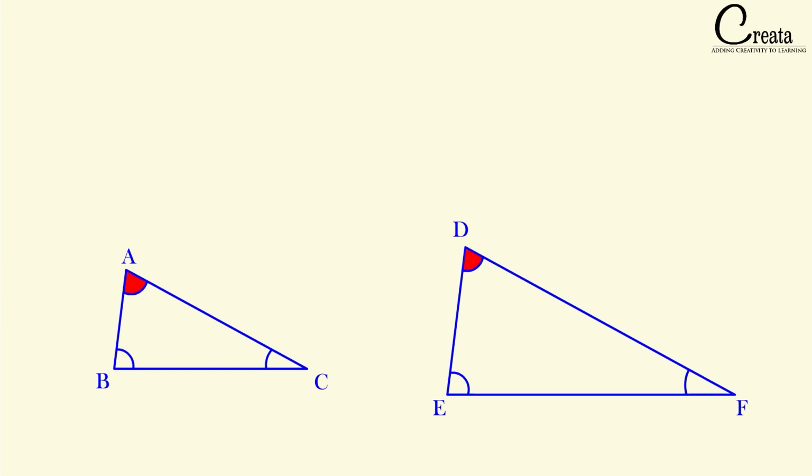Here angle A and angle D are the corresponding angles, which are equal to each other. B and E are the corresponding angles, and C and F are the corresponding angles. We will write the two triangles as similar to each other: triangle ABC is similar to triangle DEF. This is the symbol of similarity. Here both the triangles are similar.